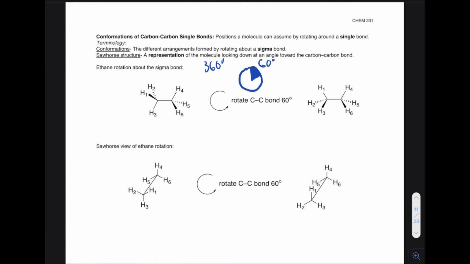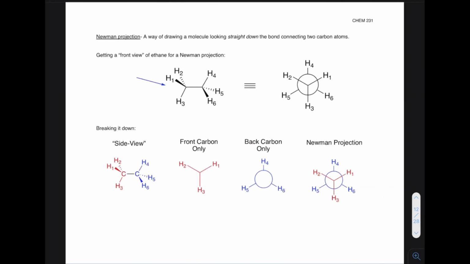So sawhorse structures are great for a quick glance at these sorts of molecules, but there's a better way we can look at them, and that is called a Newman projection. This is going to be something we're going to be looking at a lot over the course of this semester and the next. It is a way of drawing a molecule looking straight down the bond connecting the two carbons. Unlike with the sawhorse structure, where we're looking at it from an angle, we're looking directly at the molecule now.